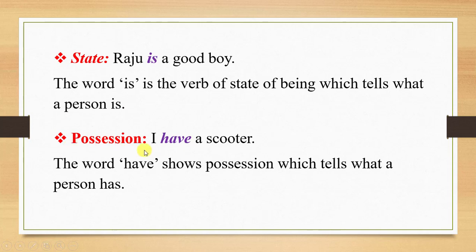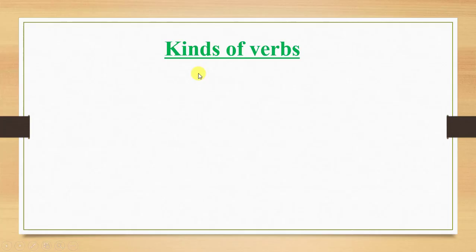What is a position? Here look at this example. I have a scooter. Here the word have is a verb which shows position, which tells us what a person has. Kinds of verbs or types of verbs.